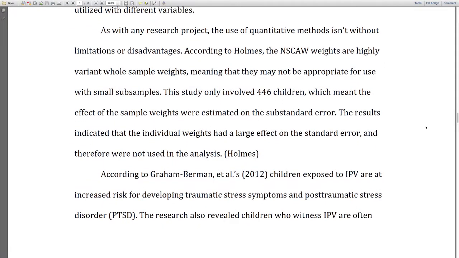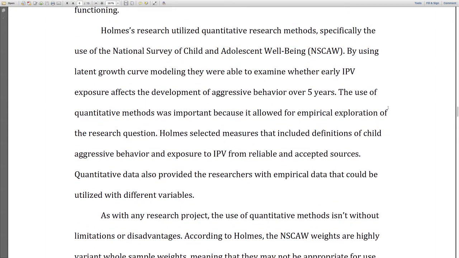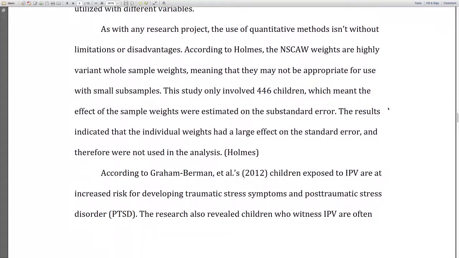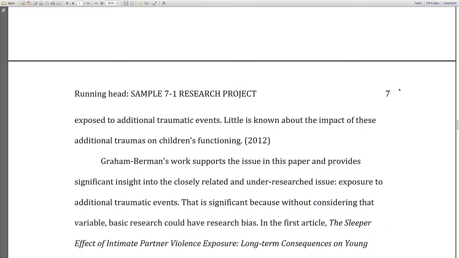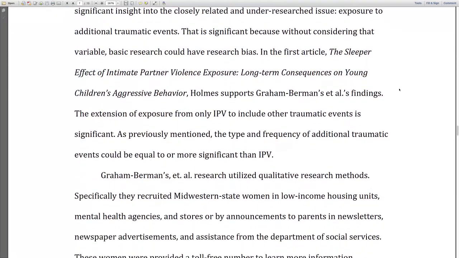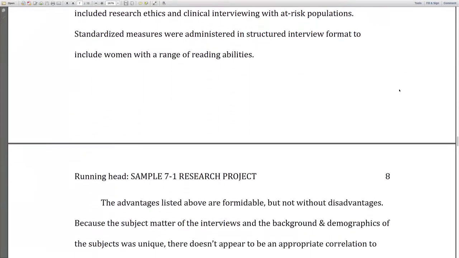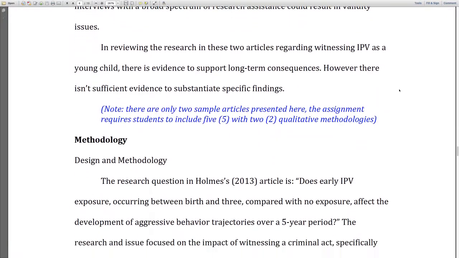Here are the disadvantages listed. Paragraph prior, Holmes's research utilized quantitative research methods, specifically by using latent growth curve. Okay, so there's the explanation of it. Now we move to the second article. Remember, I only have 2 for the sample, so you had a quantitative and a qualitative example, but the process is the same. And again, this was all pretty much word for word what was in the milestone.